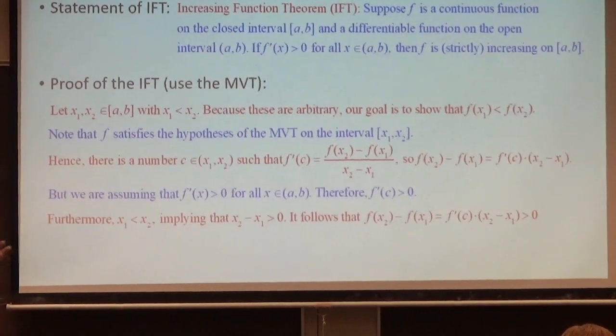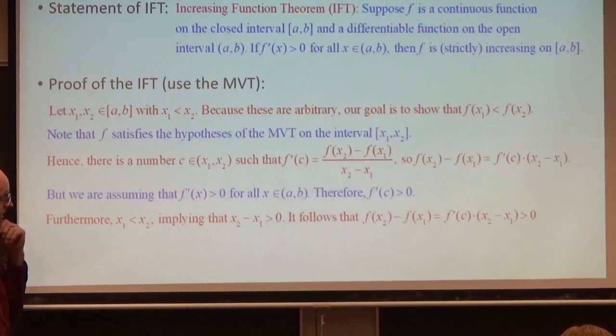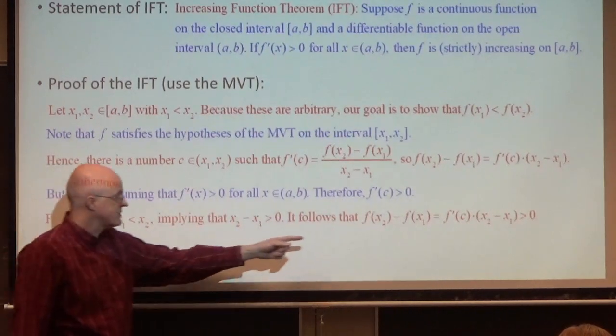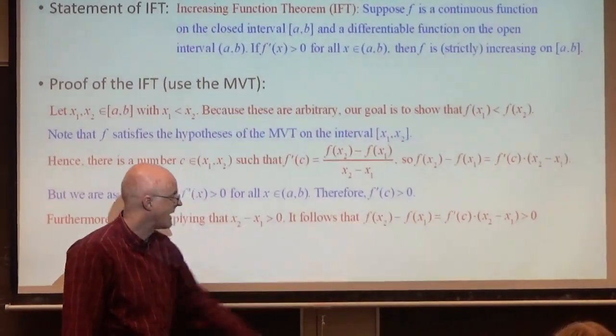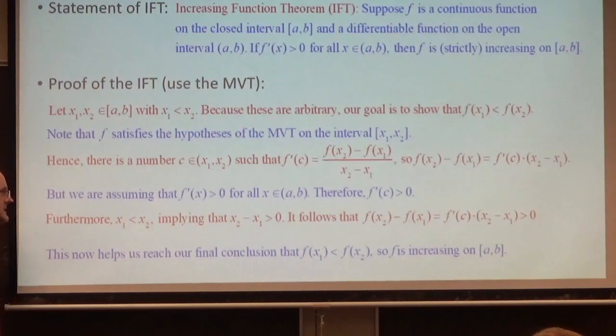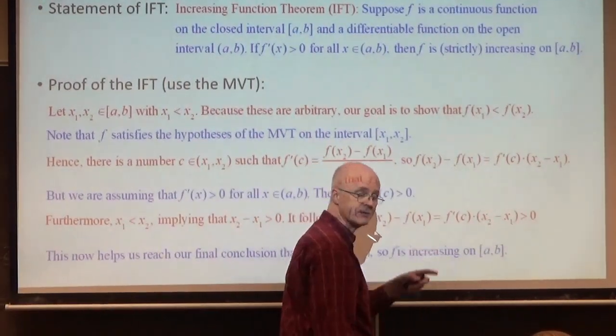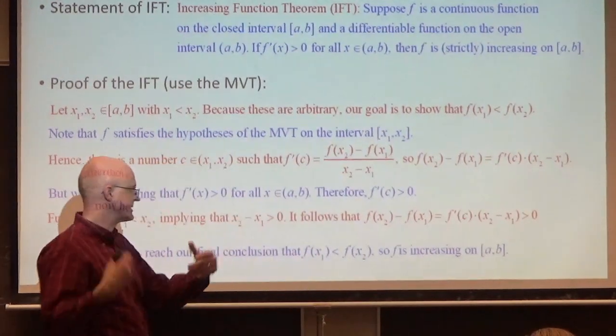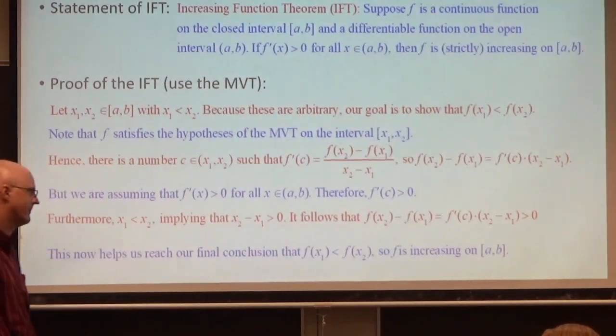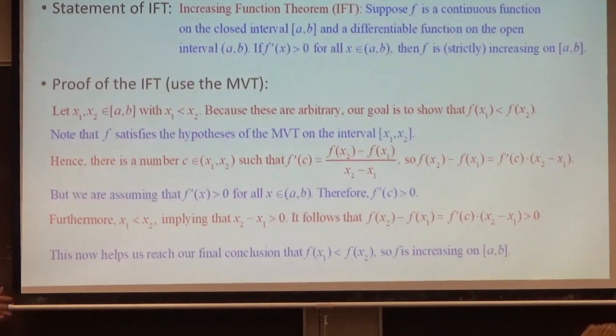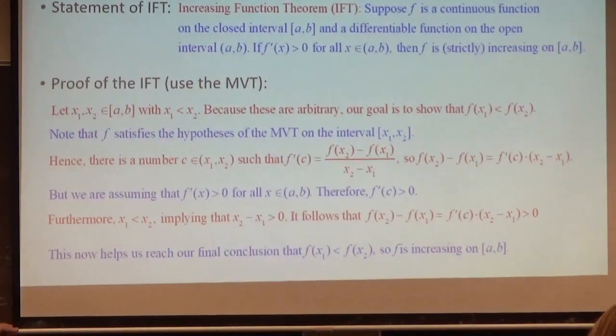We also are assuming x1 is less than x2, so x2 minus x1 is positive. So just like I said, this difference is positive, which means now we can essentially take this inequality and add f of x1 to both sides. Switch it the other direction and write it that way. And that's what we want to prove. That means f is increasing.